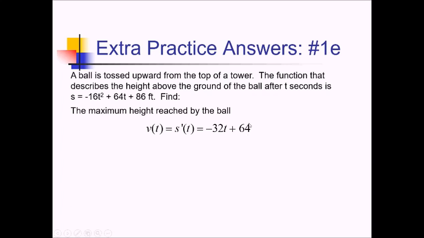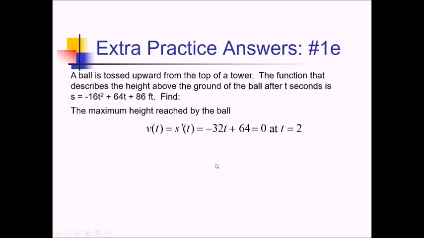Now, I could find this on a calculator. The reason I'm going to do it algebraically is that with a calculator, you're never really sure if you found all the critical values. I'm going to set this equal to 0 and solve algebraically, because algebraically, I know what all the different answers are going to be. So if I subtract 64, divide by negative 32, that's going to be 2, time equals 2. This is our only critical value.